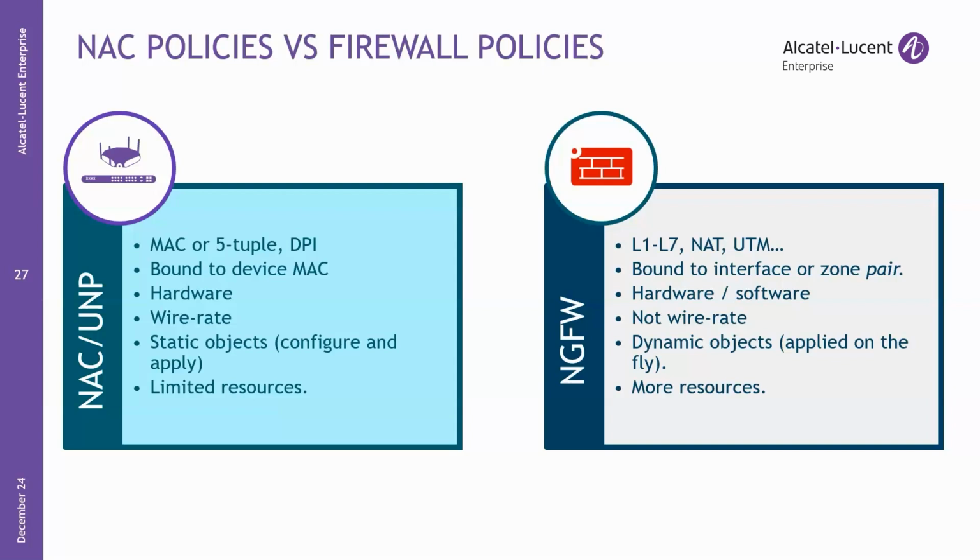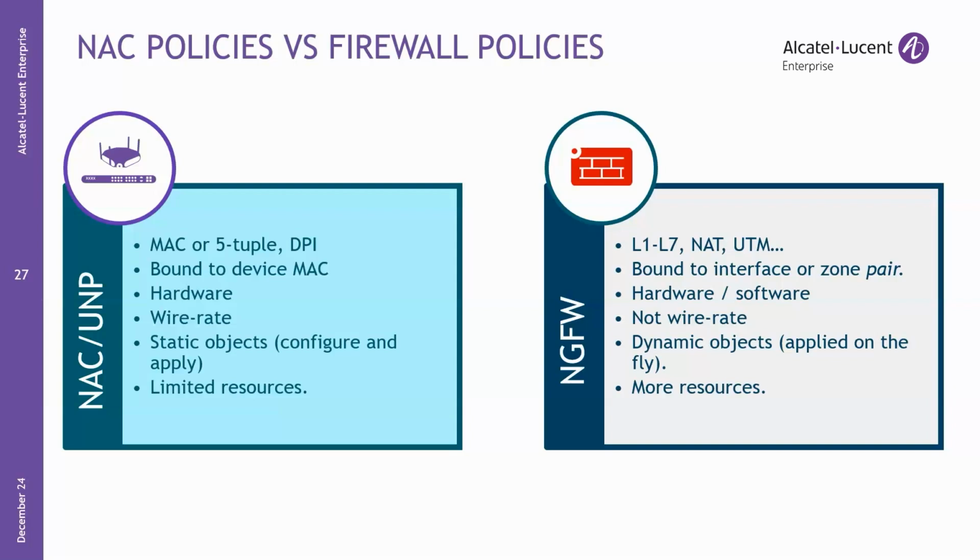A next-generation firewall, on the other hand, will go up to layer 7 and will add other things such as network address translation, and in the case of a unified threat management device, things like intrusion detection or prevention system, email security, network antivirus, and so on. NAC policies are bound to a device MAC address, whereas firewall rules are applied to interfaces or zones. NAC policies are done in hardware and at wire speed, but firewall policies are software with elements of hardware acceleration depending on the specific device, but usually not wire speed.